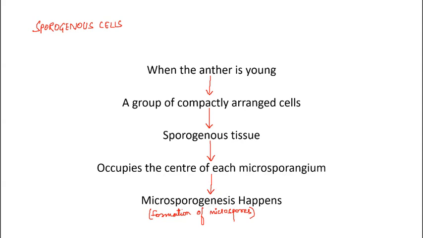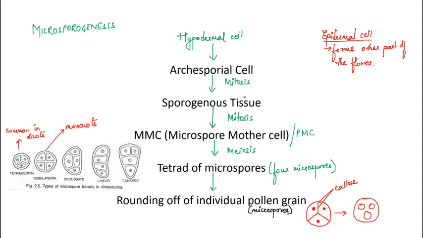Next, we discussed that in the anther, some cells become prominent. Some hypodermal cells become prominent and form the archisporial cell. What will the archisporial cell form? It will form the anther wall as well as the sporogenous tissue. We discussed the function of the three anther wall layers. Now what does this sporogenous tissue do? This sporogenous tissue will undergo mitosis and form the microspore mother cell.